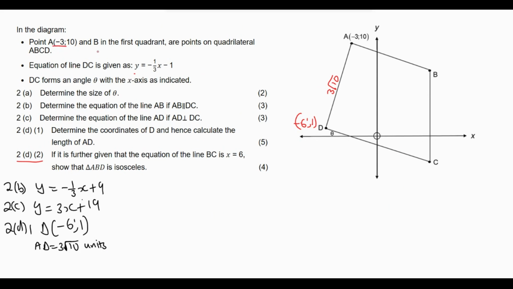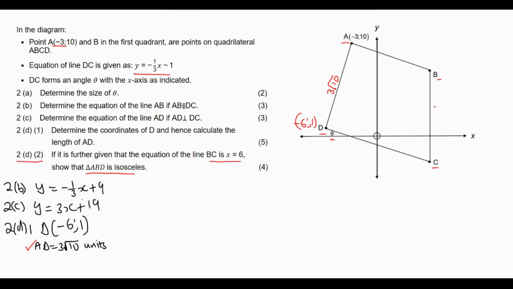Points A and B in the first quadrant are points on the quadrilateral ABCD. The equation of line DC is given as y equals -1/3x minus 1. DC forms an angle theta with the x-axis as indicated. If it is further given that the equation of the line BC is x equals 6, show that triangle ABD is isosceles. But we found the length of AD.